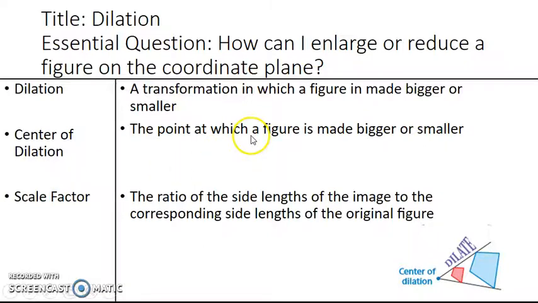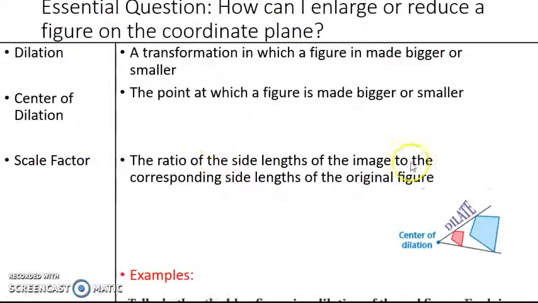So I'm not writing this down. If you are actually listening to this, you can already answer your essential question. So let's go ahead and get started with some examples.